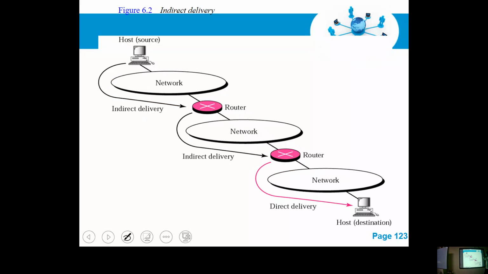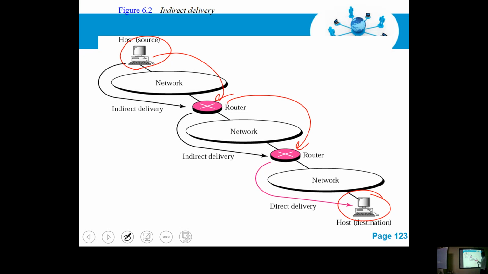I have this one where I am considering this is the source and this is the destination. I have intermediate nodes. So I cannot say when source is sending to destination, it is direct delivery. It will be indirect delivery. So this one will be sending to some router, and this router address is not the same as the destination router address. So this is indirect delivery.